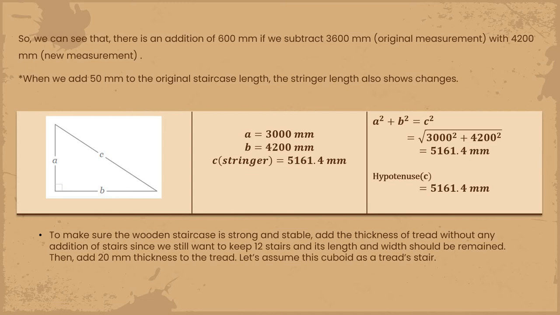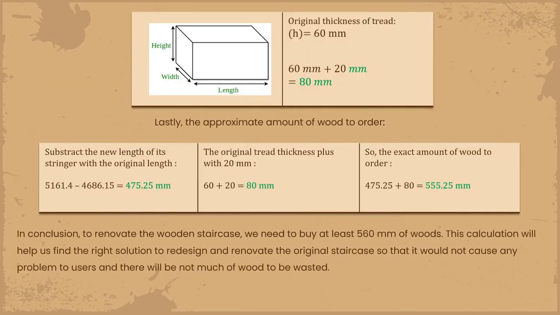So add 20 millimeter thickness to the tread. As we can see, the original thickness of the tread is 16 millimeter, so we need to add 20 millimeter to it to make it stable. So let's say the approximate amount of wood to order.